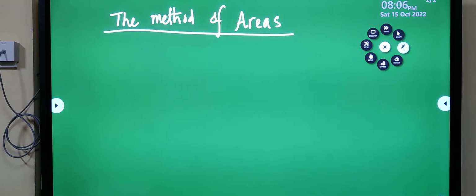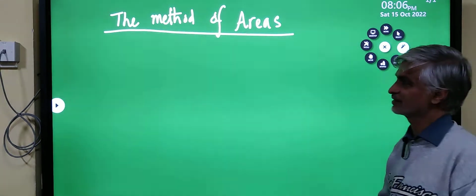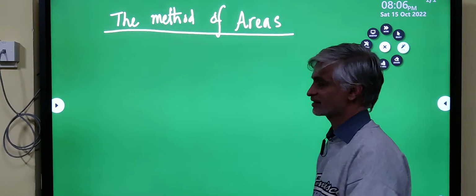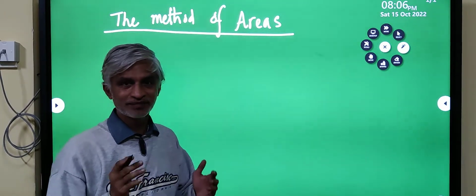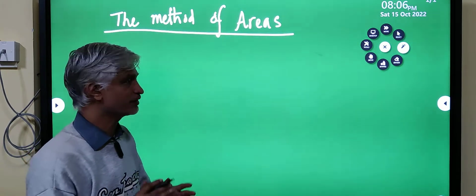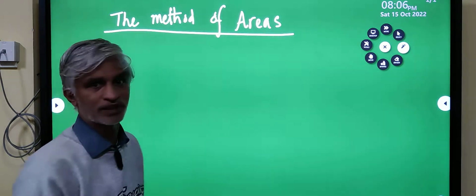Hello, welcome to this lesson on geometry, which I shall call the method of areas. Now, it's a very simple and very well known idea, but it gives us some wonderful basic theorems. And today we'll go through quite a few nice theorems based on this simple idea.